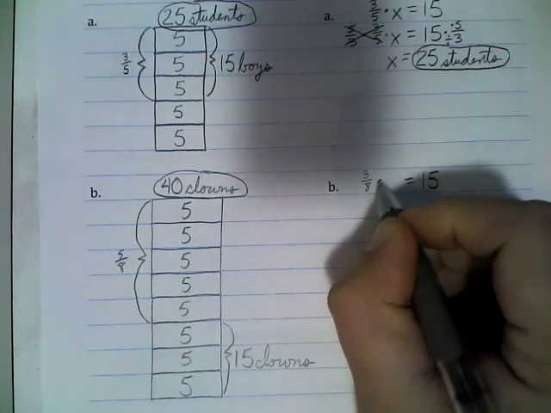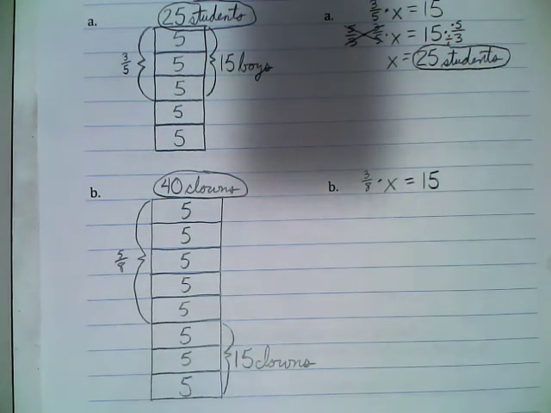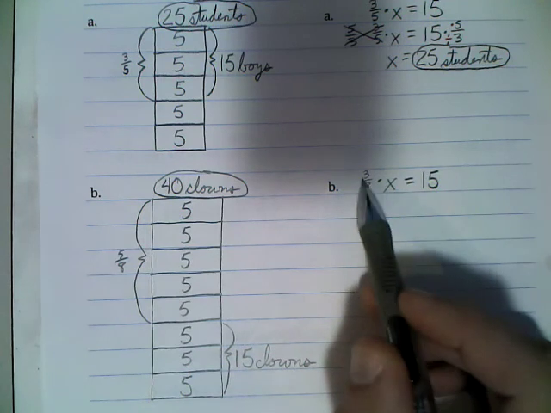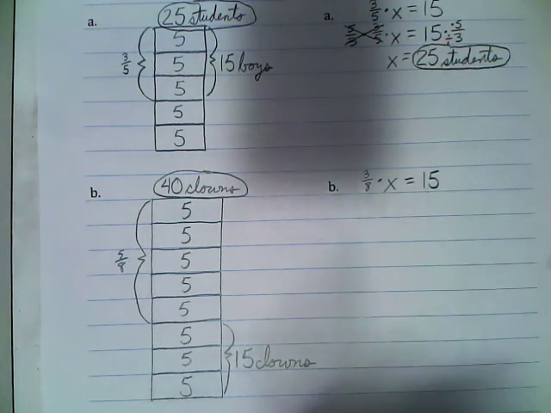And then we don't know the total, so that'll still be times x. So that's the one catch with the equation, is that whatever this fraction is talking about has to be the same as what this part is talking about.